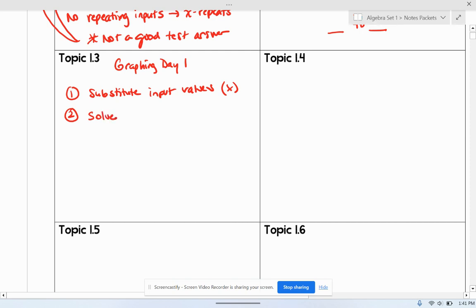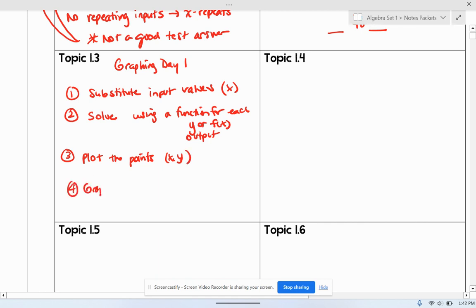You can solve using a function for each y or f of x, right? You can substitute in an x value and get out a y output. You need to plot the points that you get from there as an xy. And then you have to graph and label that bad boy.